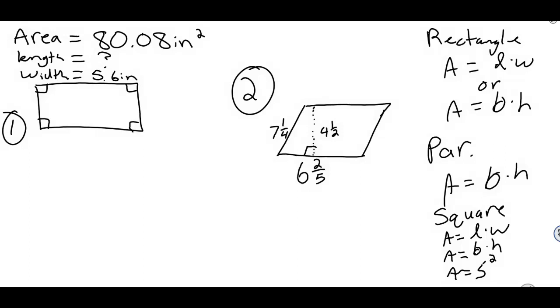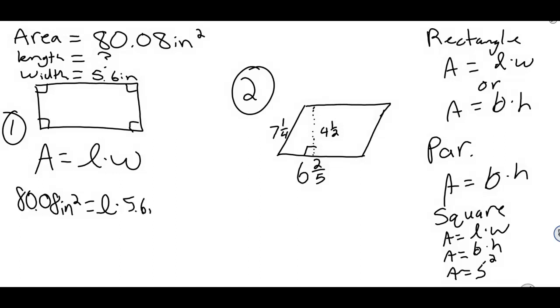All right, we have a rectangle here. The area is given to us. The length is unknown, and the width is also given. Where will we start to solve this problem? What are we going to use? Take something over here. Jordan. Good. The formula. So the formula of the area of a rectangle is area equals length times width. We're going to plug in the things that we know. So 80.08 inches squared is equal to the length, we don't know, times the width, which is 5 6/10 inches.